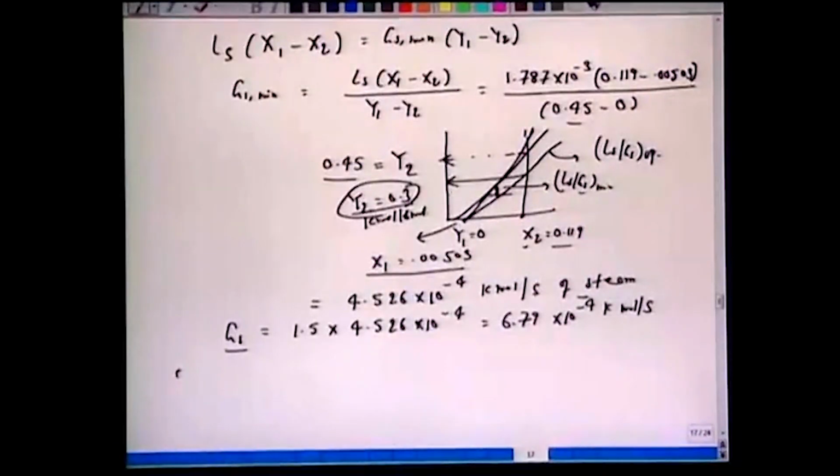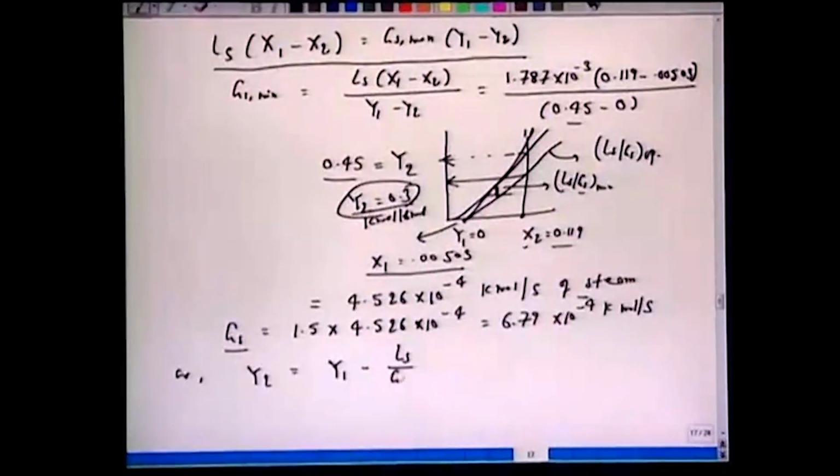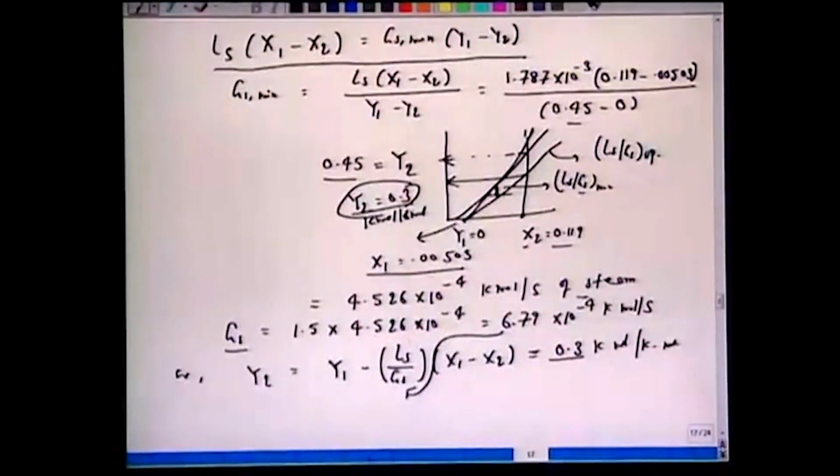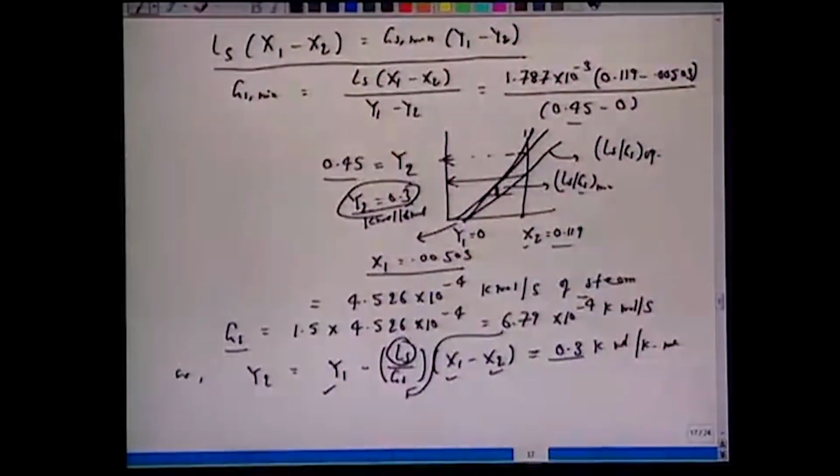Or again you can go back to the operating line equations which we wrote here. From here also y2 can be calculated directly: y1 minus Ls by Gs times x1 minus x2, equal to 0.3 kilomole per kilomole. So both of them will give the same result, whether you do it graphically or by calculation. So this is the value of Gs; Ls was fixed, y1, x1, x2, everything is fixed. So this is the example we had for absorption and desorption.